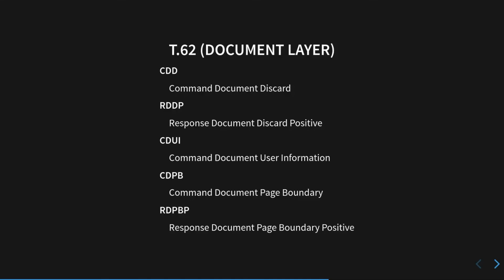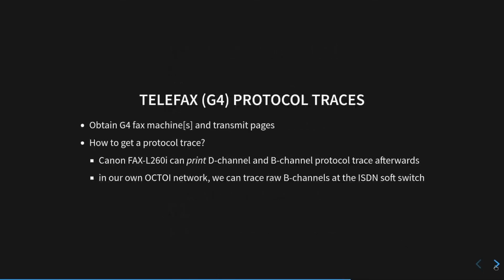There might be more. I didn't look at the specs that deep, but there are a couple more, let's say, fax-specific commands, how T.62 got extended in that part. So this is all very theoretic, with lots of different messages. So let's look at some actual protocol traces. How does this look?